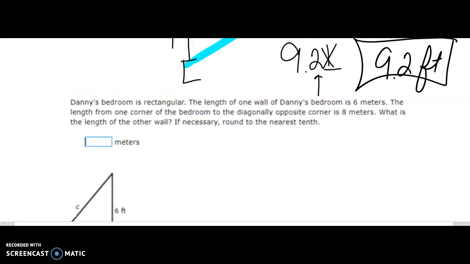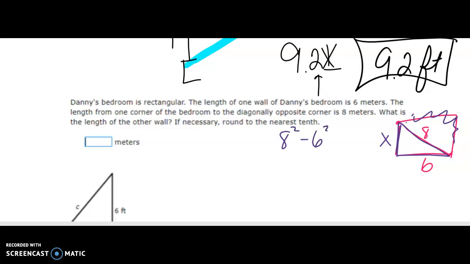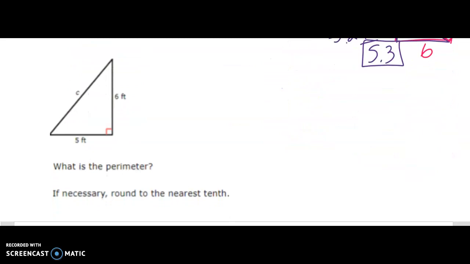Danny's bedroom is rectangular. The length of one wall of Danny's bedroom is 6. The length from one corner diagonally to the opposite corner is 8. What is the length of the other wall? So we're looking at this right here. Don't care about any of that. So now we're looking for a leg. So we're going to take the hypotenuse and we're going to subtract the leg and we're going to square root it. Because I already have the bigger number, we are going to subtract. So 8 squared minus 6 squared and toggle: 5.29. Does the 9 change the 2? Yes. To 3.